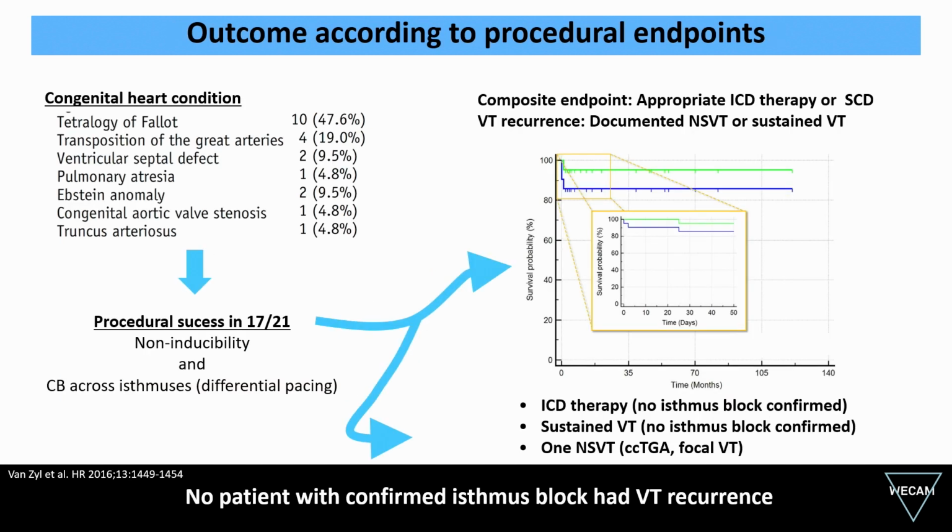The same results were published by another group, similar. It's a small series, but still quite convincing. Again, a mixed cohort of patients where they also defined procedural success as non-inducibility and conduction block across the isthmus. So no patient with confirmed isthmus block had VT recurrence in this series, but the two in whom they could not confirm isthmus block, these two patients had recurrence of a sustained VT. So I think this further supports the importance of conduction block as an endpoint of ablation.